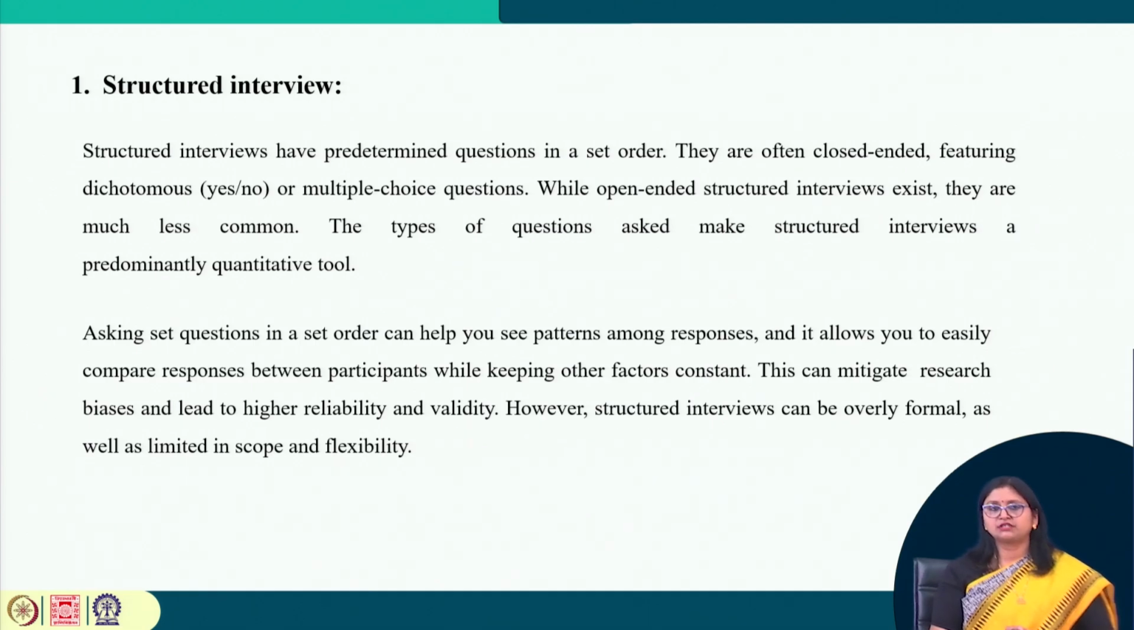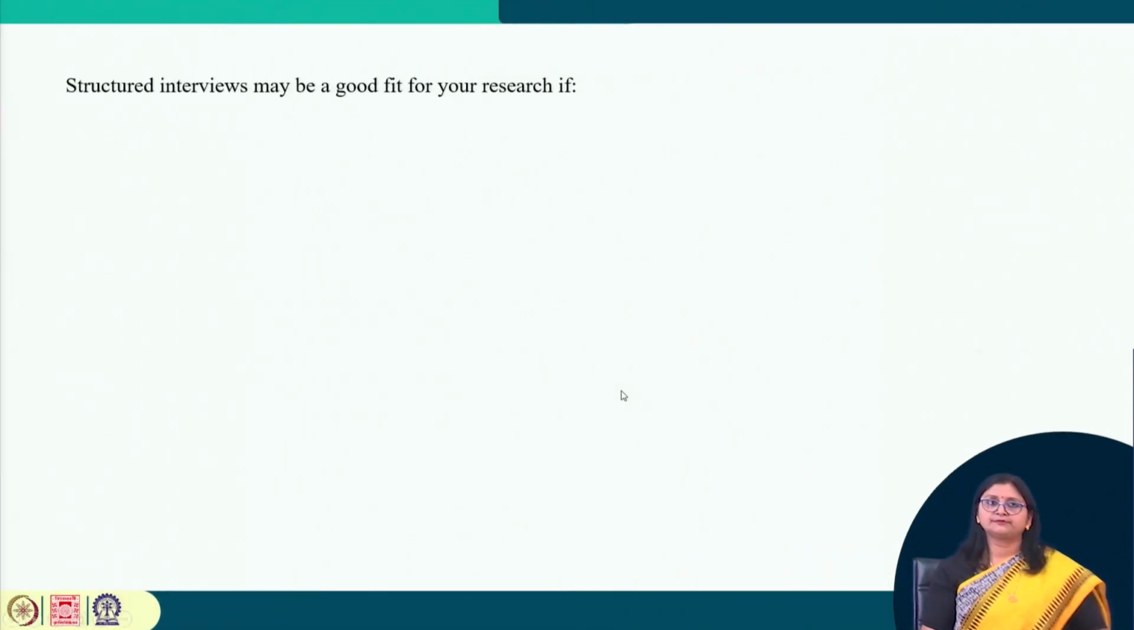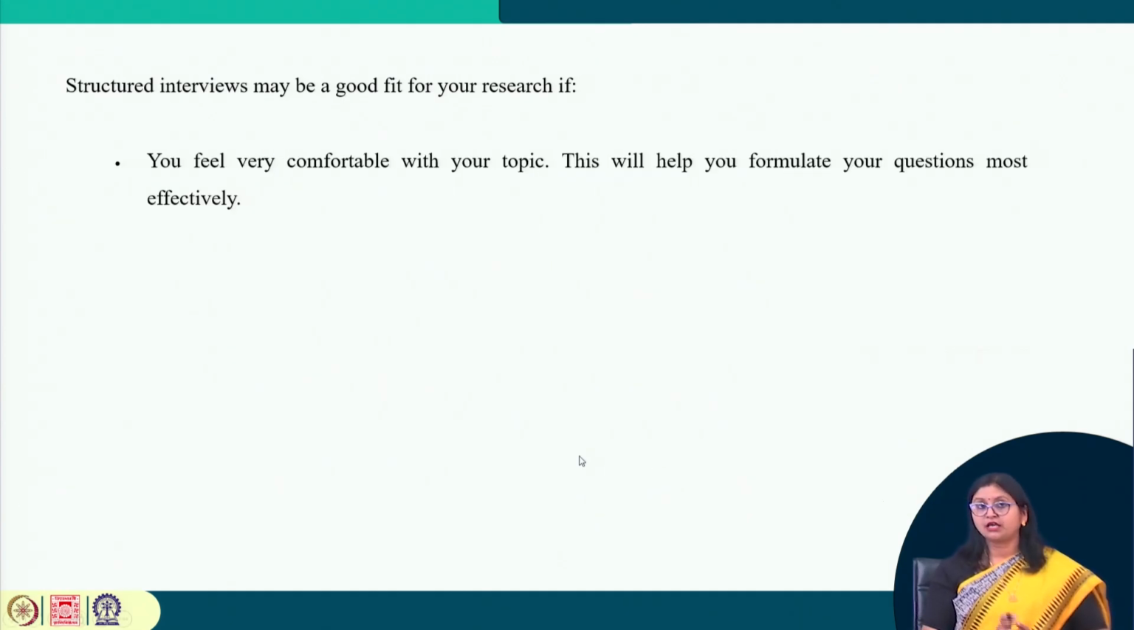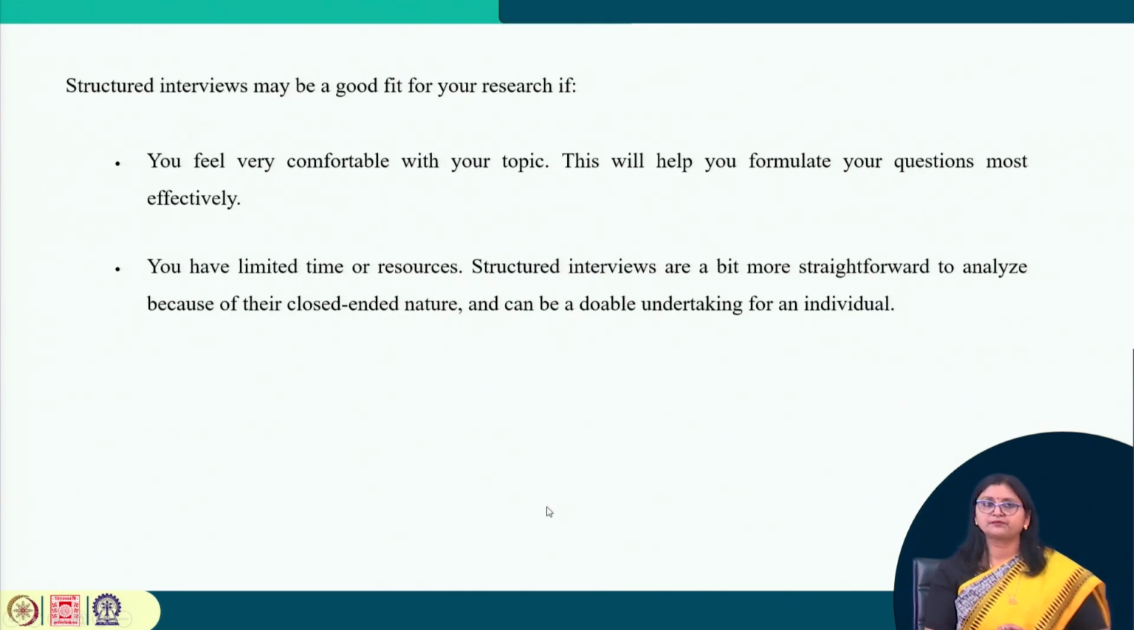Asking set questions in a set order can help you see patterns among the responses, and it allows you to easily compare responses between participants while keeping other factors constant. This can mitigate research biases and lead to higher reliability and validity. However, structured interviews can be overly formal as well as limited in scope and flexibility. So, a structured interview may be a good fit for your research if you feel very comfortable with your topic. This will help you formulate your questions most effectively.